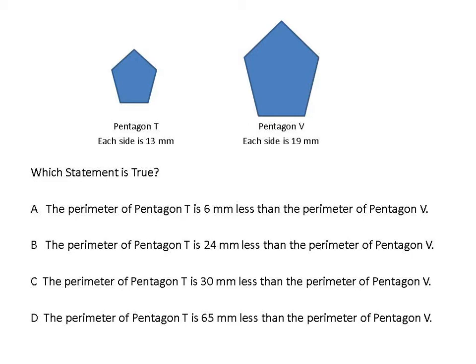Which statement is true? A, the perimeter of pentagon T is 6 millimeters less than the perimeter of pentagon V. Now, as I scan down my answer choices, I can see that the perimeter of pentagon T is the beginning phrase in each of them. And if I scan the end of each of those sentences, less than the perimeter of pentagon V is in all of them. And I'm checking to make sure the wording is exactly the same.